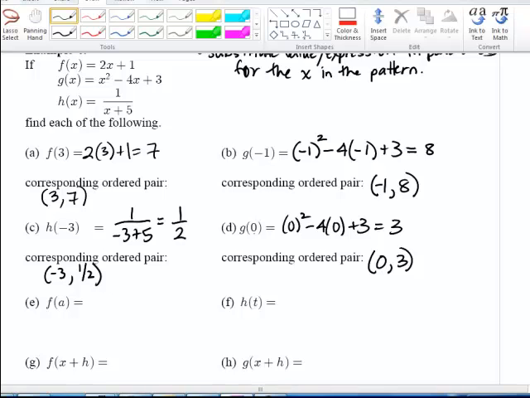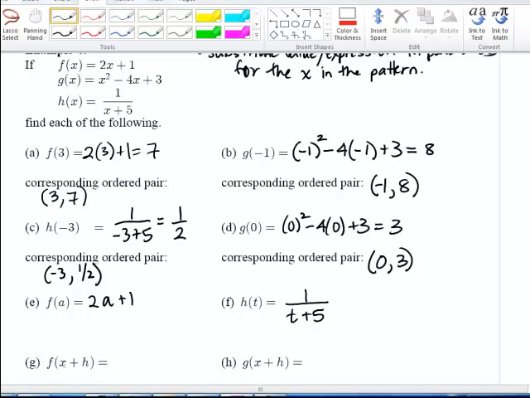Then, instead of putting numbers in for the x's, we can also substitute expressions or other variables. So if I want f of a, this would say put that a where the x is in the pattern. So instead of 2x plus 1, I'll have 2 times a plus 1. And h of t would be the same as this pattern, but with a t instead of the x. So 1 over t plus 5.